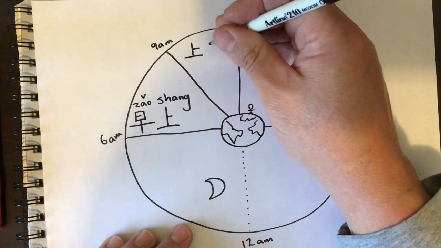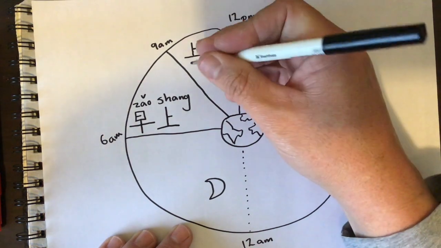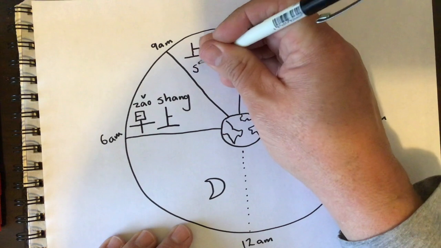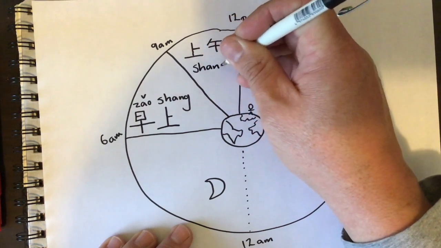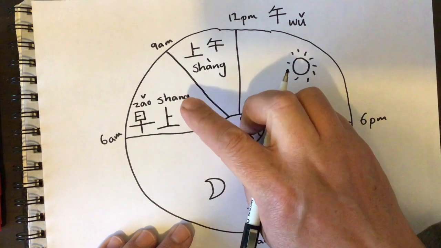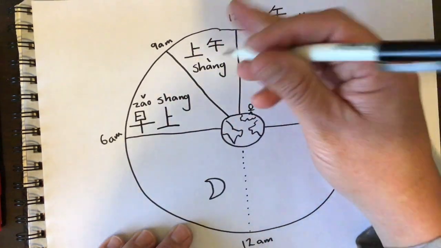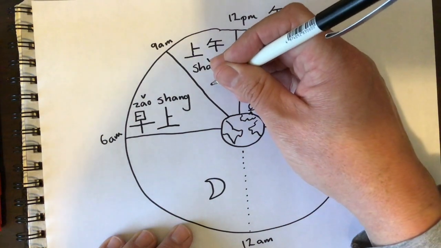Okay, Shang Wu. I'll just write that in here. Shang Wu. Shang Wu still means morning, but this is mid-morning. So Zhao Shang, early morning, very early morning. Shang Wu, mid-morning. So from 9 o'clock to 12, that's mid-morning. Shang Wu.